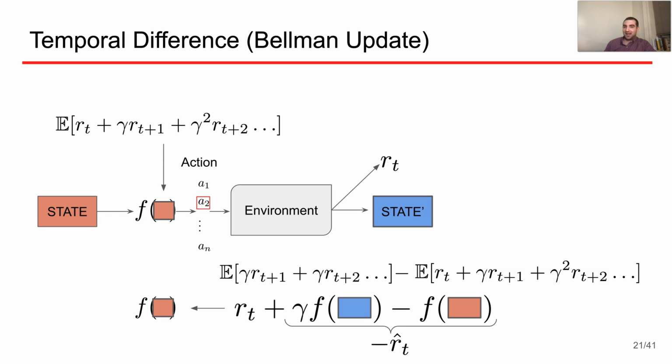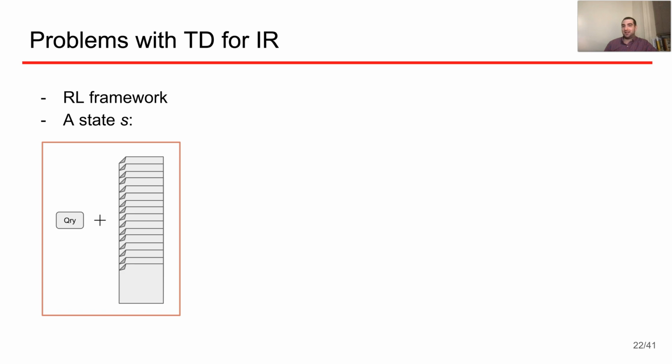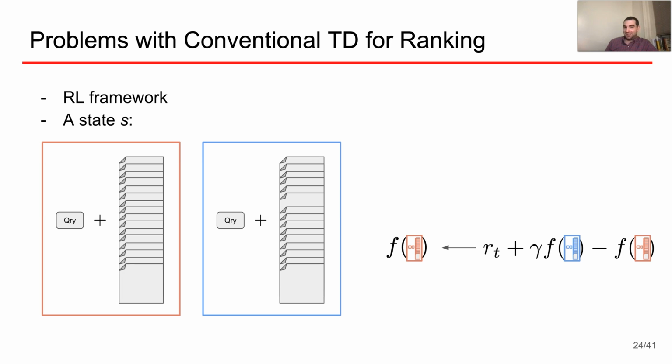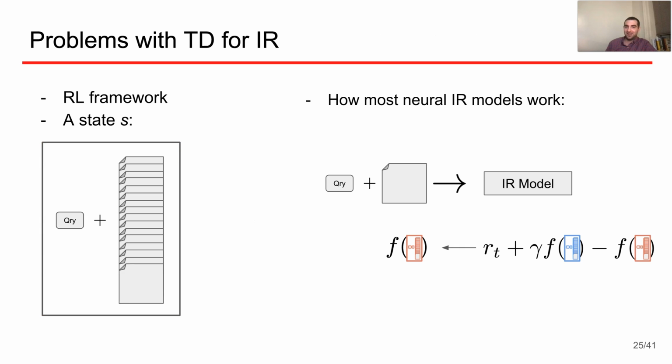But applying this to IR, we run into a little bit of a problem. Again, here's a state with a query and a set of documents. Let's say we choose a document to rank, then that gives us our new state, that blue state, with n-1 documents. Performing the temporal difference update, we get the same equation we saw before. We're getting this nice little update to our belief of how good it is to go from the red state to the blue state. But this isn't how neural IR models work. Instead, these models look at a single query and a single document and score it. That doesn't really play well with that equation on the screen. So let's take a look at how we do it in the IR world.